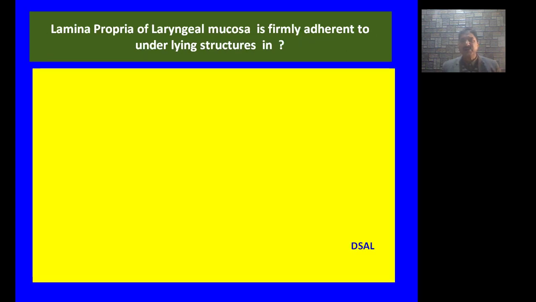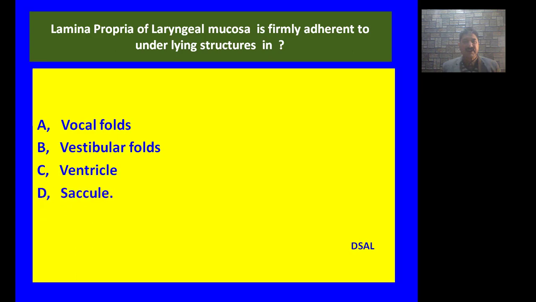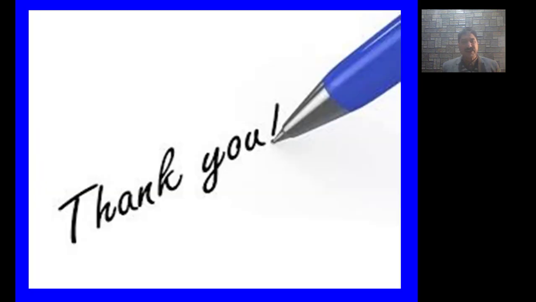Lamina propria of the laryngeal mucosa is firmly adherent to underlying structures in: vocal folds, vestibular folds, ventricle, saccule. Vocal folds is the correct option.